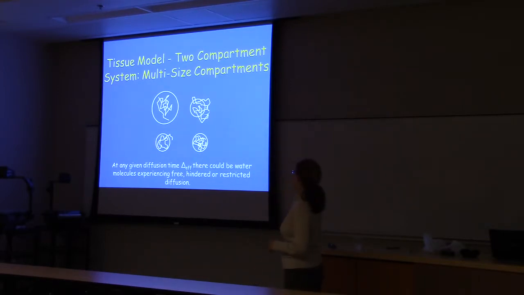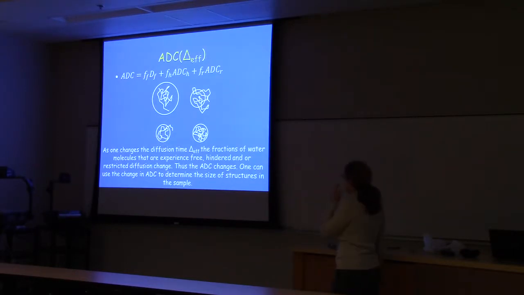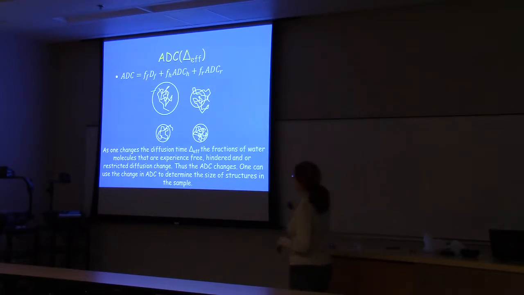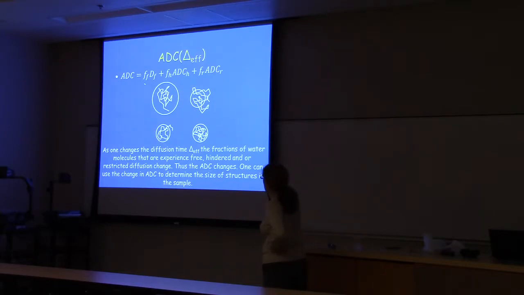So we've got a really big one, a really permeable one, and this one's actually supposed to be a lot smaller than that one. What happens there? If we were to pick one of our diffusion times, we might have different kinds of diffusion going on in each of them. These ones might be free, this one hindered, and this one restricted. So what we get is an apparent diffusion coefficient that depends on the fraction of water molecules that are free, the fraction that are hindered, and the fraction that are restricted.